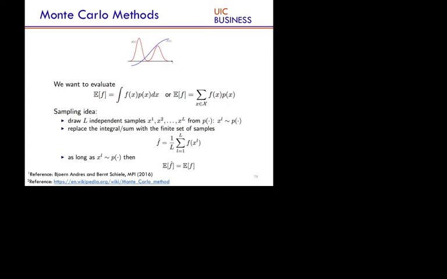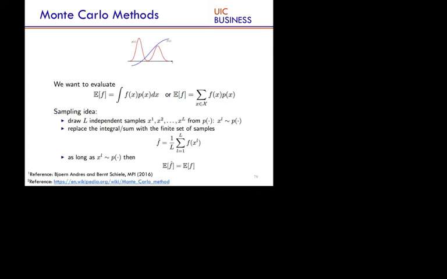Okay, Monte Carlo methods are this idea where you draw L independent samples from your distribution of interest, so from P, and then just replace the integral or the sum with the summation over the finite set of samples. So we have an f hat, which is going to be an estimate of this expectation, which is just going to be 1 by L times the sum over all f evaluated at these L independent samples.